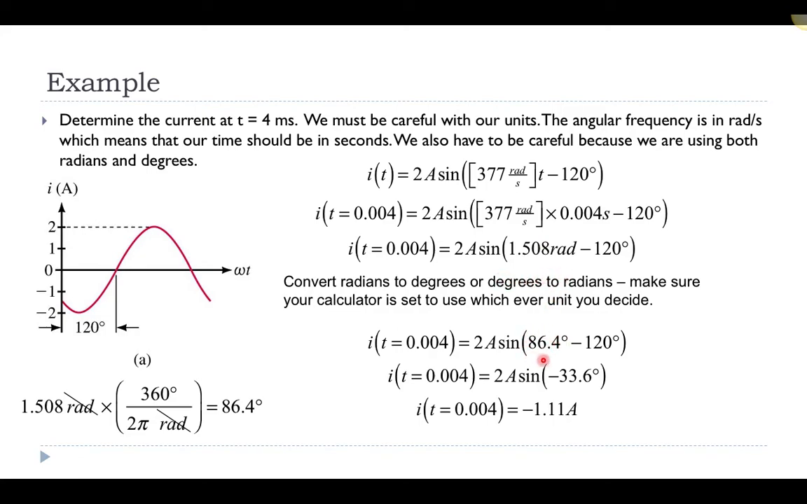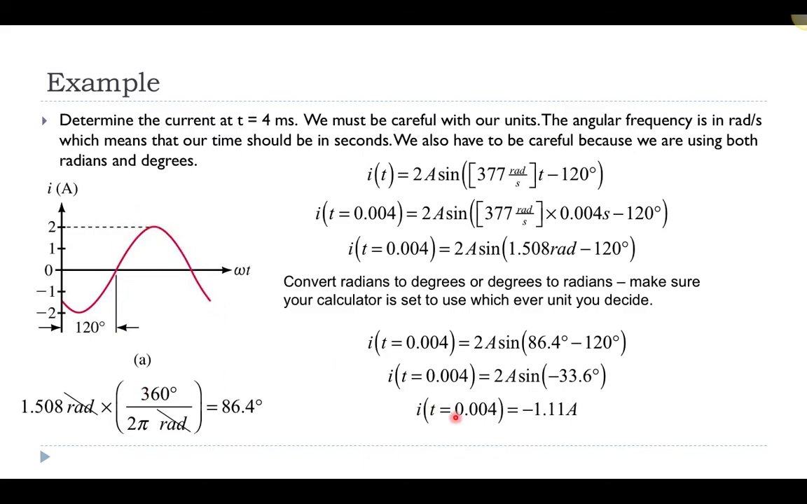So I can go back into my formula for the current. I can replace the 1.508 radians with 86.4 degrees. I can now subtract those values. I have something in degrees, so I can take sine, I can plug in negative 33.6, multiply by 2, and I end up getting a current of negative 1.18 amps. Let's see if that makes sense over here. So if I were to try to look at one complete cycle, I realize that that's what's shown here, is one complete cycle.